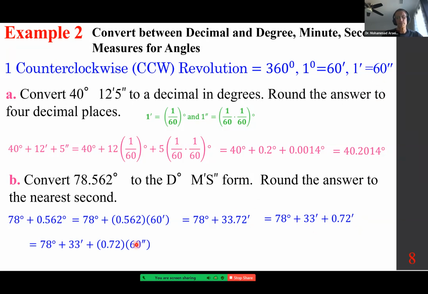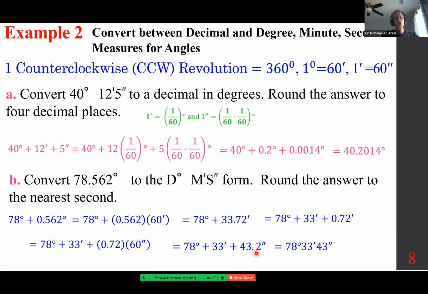When we do that, here's what we get. So 78 degrees, 33 minutes, 43.2 seconds. And normally we just round this accordingly. If it's 43.2 it becomes 43. If it's 43.5 or larger, it becomes 44. We don't go with decimals for seconds anymore. Normally we don't. Needless to say, in some instances, you may need an exact answer, and that's a different story.